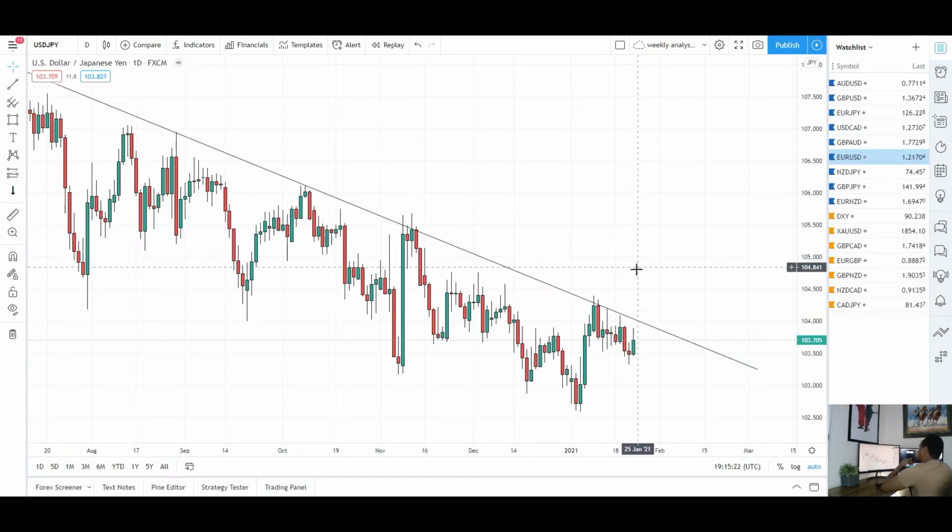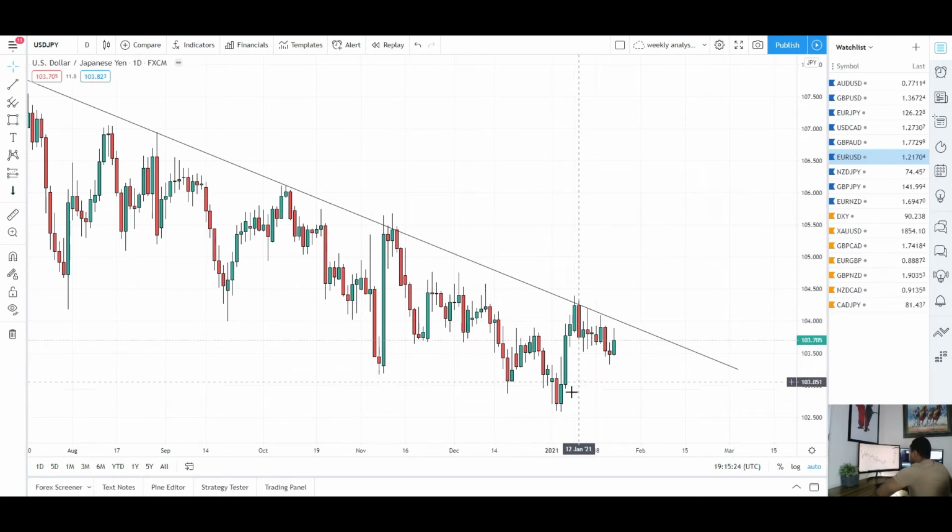Could be seeing a break to the upside because we had such an impulsive move to the upside prior to that, and we could be seeing this move to the downside, this bearish move to the downside, just a bit of retrace before we see price continue to break through that trend line.